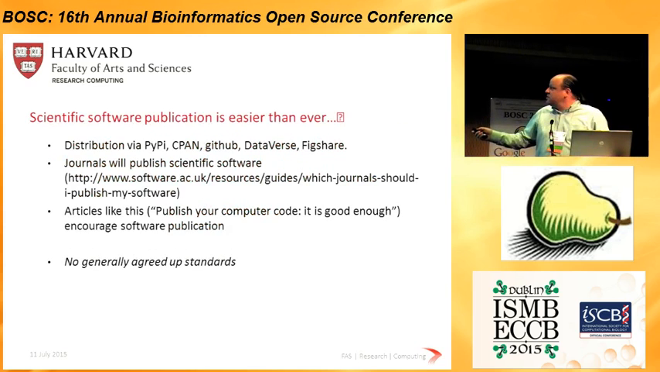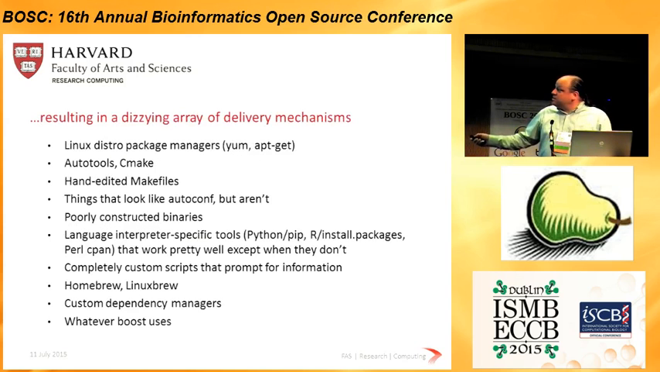As we've seen here, software publication is easier than it's ever been. There's a ton of different ways to make your software available. Journals will publish them, and there's a whole bunch of articles that say, go ahead and publish your software. However, there are no generally agreed upon standards for any way to do this in particular, and this results in a ridiculous array of delivery mechanisms.